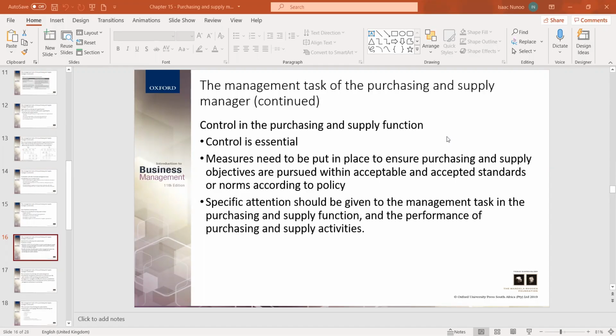So you must make sure that there are certain standard processes that you go through. And once these processes are in place, it is your responsibility to ensure that all the purchasing processes are being followed. That is in terms of your control abilities. Also, specific attention is given to the management tasks of the purchasing and supply function and the performance of the purchasing and supply activities. Through control, you're able to assess the performance of purchasing and supply. Is it working, or do you need to adopt a new means of obtaining the network that you need for your business to survive?